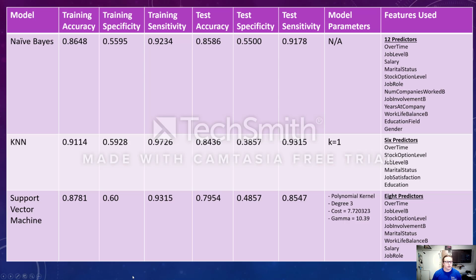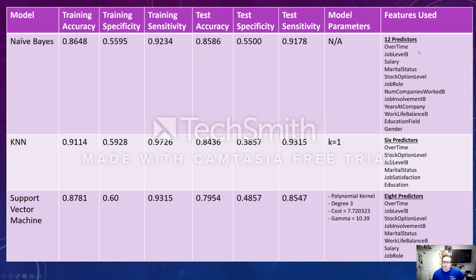Okay, now let's take a look at the models. And so focusing first on this first row for naive Bayes, the first nice thing about naive Bayes is that there really aren't any hyperparameters to tune. And so next I want to point out the features used. And so our best naive Bayes model used 12 predictors.